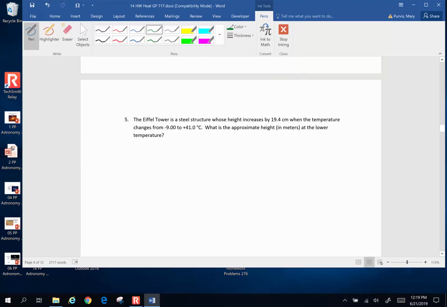Here goes. The Eiffel Tower is a steel structure whose height, so that's going to be its height, is 19.4 centimeters. It can't be 19.4 centimeters. What? Whose height increases. There we go. So that's the change in height. I thought, boy, that is a mini Eiffel Tower. I was certainly reading that wrong.